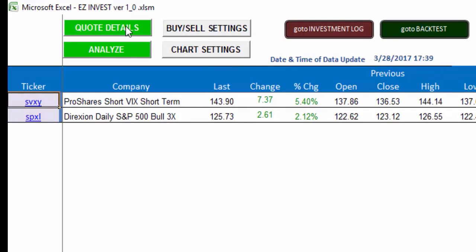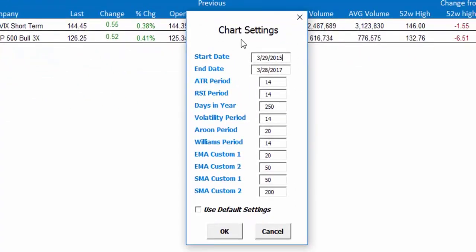If you click quote details, it's going to go out and pull the current information. If this is during the day, it's going to be a 15-minute delay. Notice that the two symbols are currently black instead of blue. When they're black, there are no links going over to the charts. The charts are created once you hit Analyze. But before we go there, we want to take a look at the chart settings.